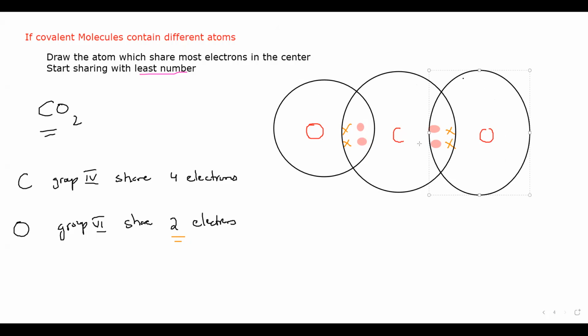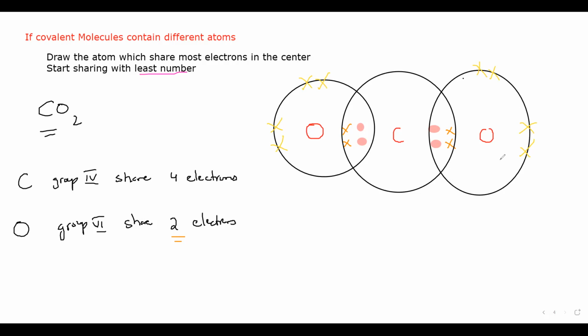So we have carbon sharing 4 electrons, oxygen sharing 2 electrons. Then we will complete the structure by drawing the unshared electrons, because oxygen belongs to group 6. So 2 it is sharing and unshared will be 4. And again 2 it is sharing, so unshared will be 4. About the carbon, because carbon belongs to group 4, it is sharing all 4 electrons, so there is no unshared electron on the carbon. So this is the actual structure of carbon dioxide.